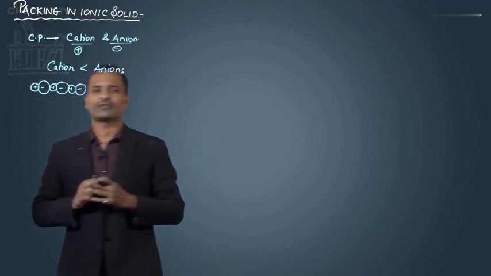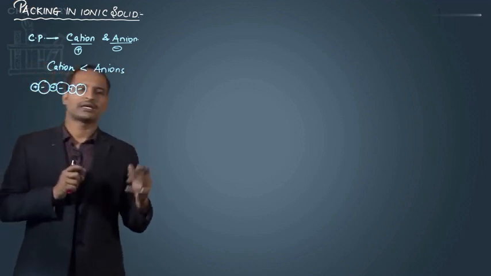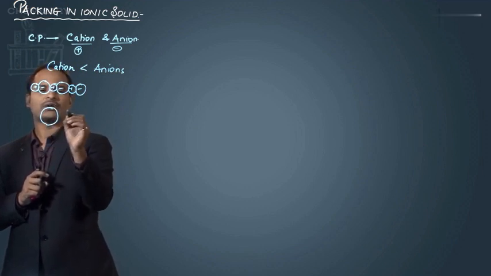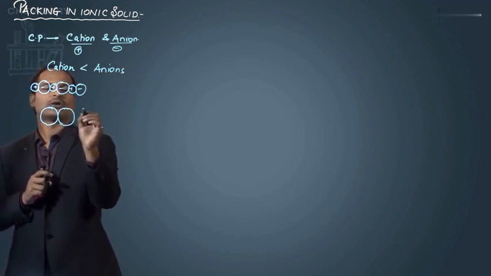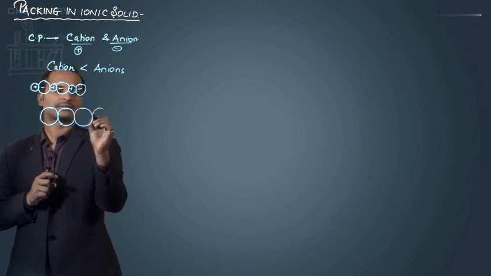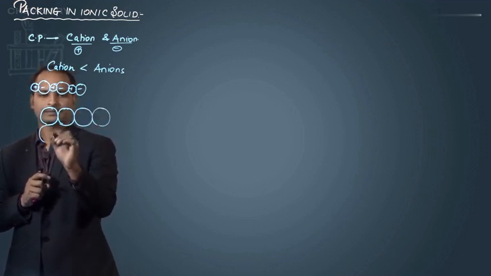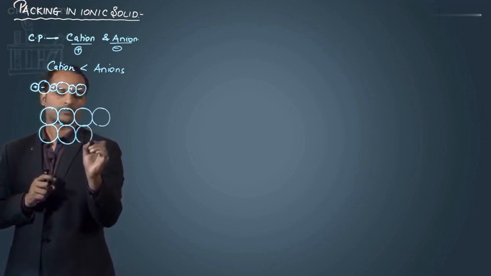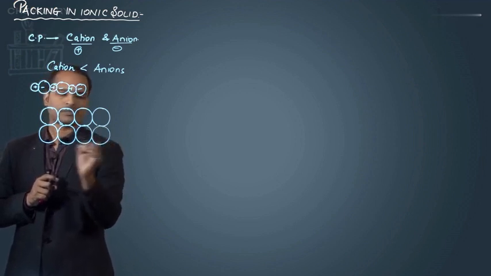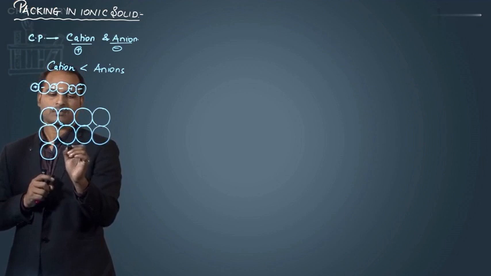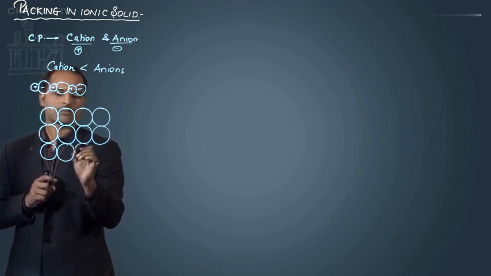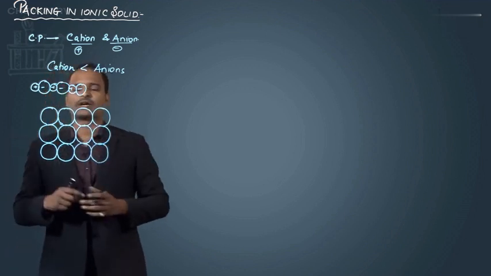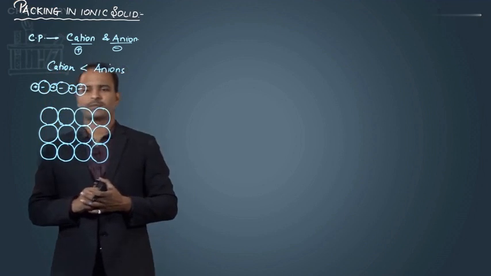So what happens in case of an ionic solid? We have A type packing, AB type packing, ABC type packing, in which we were having layers, and in all the packings, the spheres present were all of the same size. So we had learned about this type of arrangement of the particles, that is packing in solids.